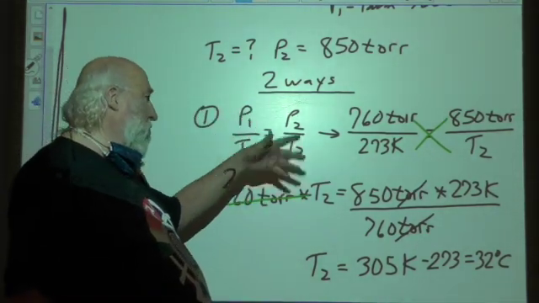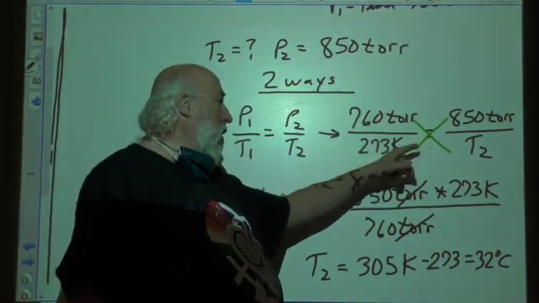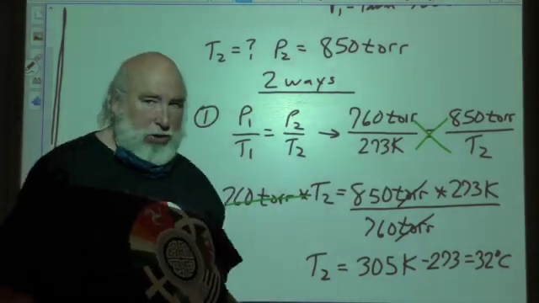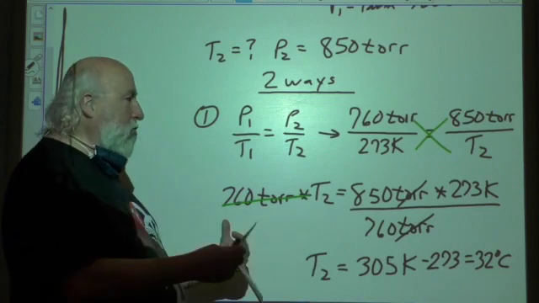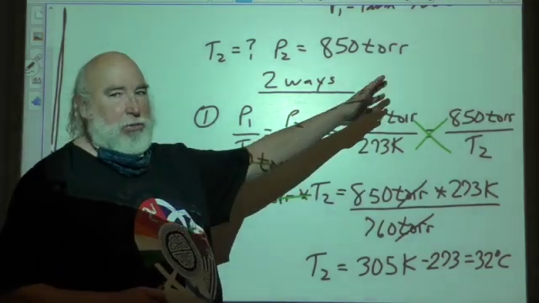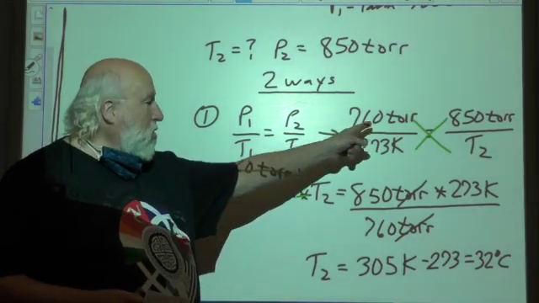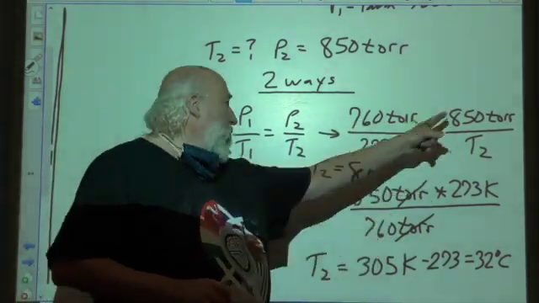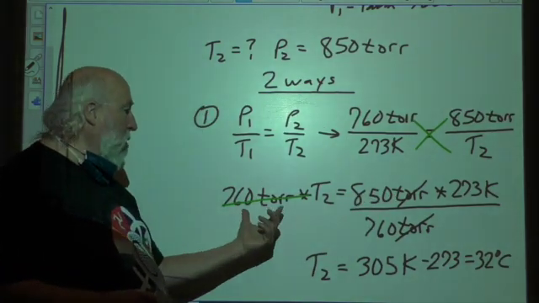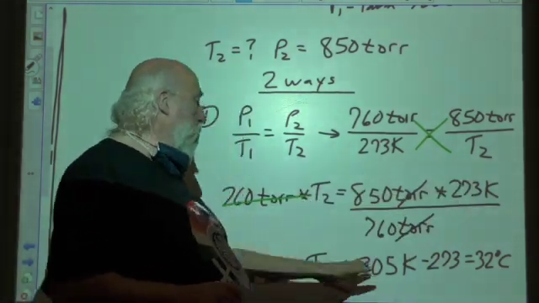P1 over T1 equals P2 over T2. And so we plug in the values that we got: 760 torr over 273 K equals 850 torr over T2. Again, this is a proportion, so we cross multiply. It makes no difference which direction you go, as long as you go numerator times denominator equals numerator times denominator. That gives you 760 torr times T2 equals 850 torr times 273 K. To get T2 by itself, we divide by 760 torr. The torrs cancel out, leaving us an answer of 305 K.